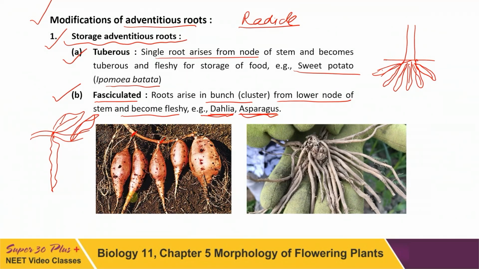We are seeing that this one is sweet potato, this is the lower portion, and these are the roots, as in the case of Dahlia, or as in the case of asparagus. Right? Come to the next now.